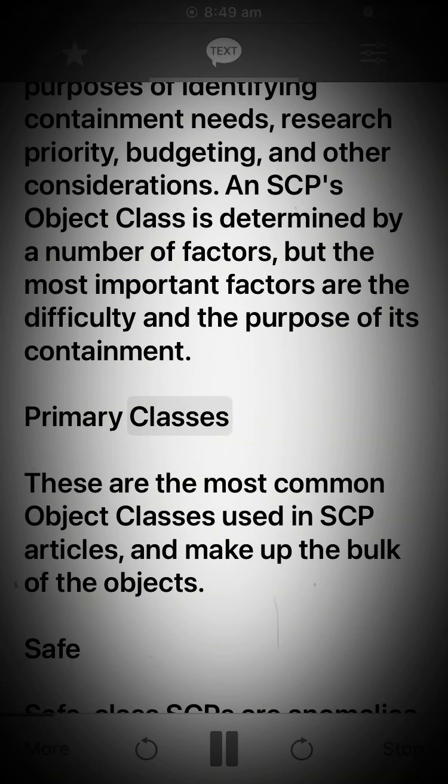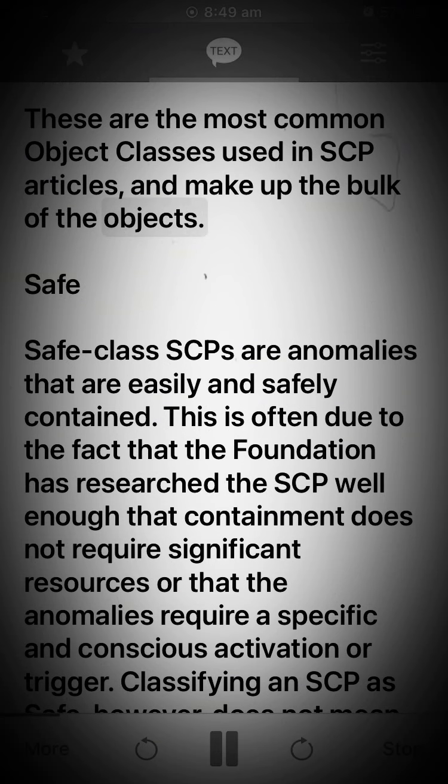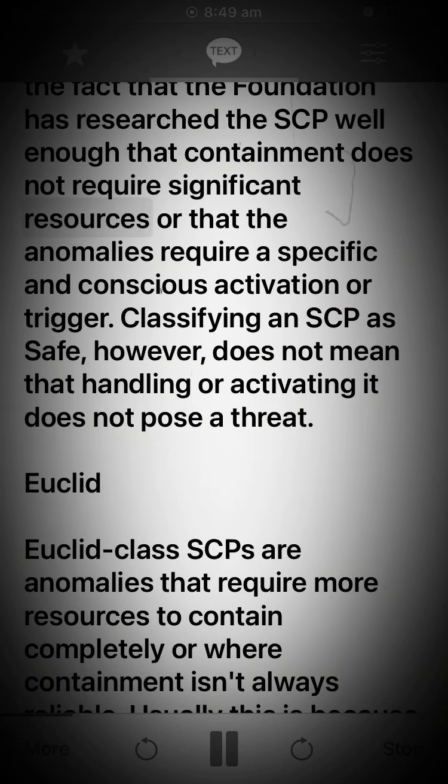Primary classes. These are the most common object classes used in SCP articles, and make up the bulk of the objects. Safe. Safe class SCPs are anomalies that are easily and safely contained. This is often due to the fact that the Foundation has researched the SCP well enough that containment does not require significant resources, or that the anomalies require a specific and conscious activation or trigger. Classifying an SCP as safe, however, does not mean that handling or activating it does not pose a threat.